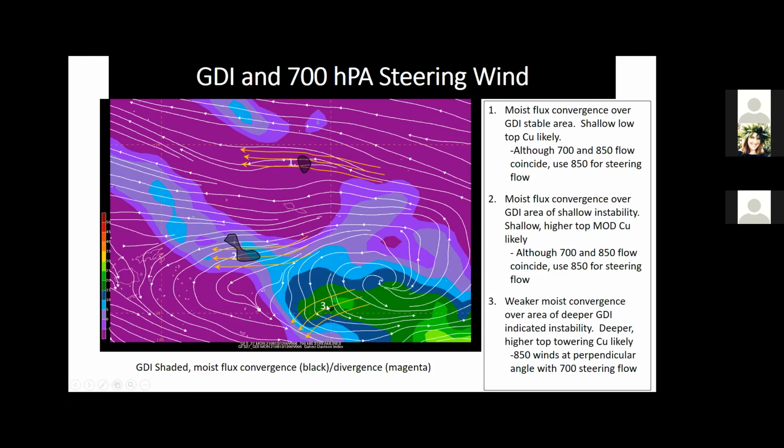Where we see a big change between the 850 and 700 is on number 3. Notice that the 700 flow is nearly perpendicular to where the 850 winds are. So in this case, most likely the cells, once they start building up, they're going to be progressing towards the south under the influence of this upper level or mid-level ridge pattern that is going to be steering it towards the South Pacific.